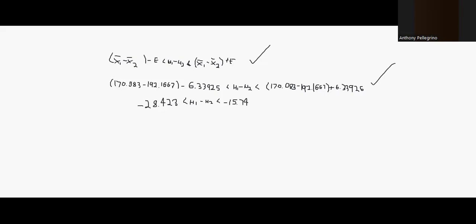6.33925. So after calculating that, we can find that that would come out to be negative 28.423 is less than mean 1 minus mean 2 is less than negative 15.74. So in conclusion, because the confidence interval does not contain a 0, the interval supports the conclusion found with the hypothesis test.